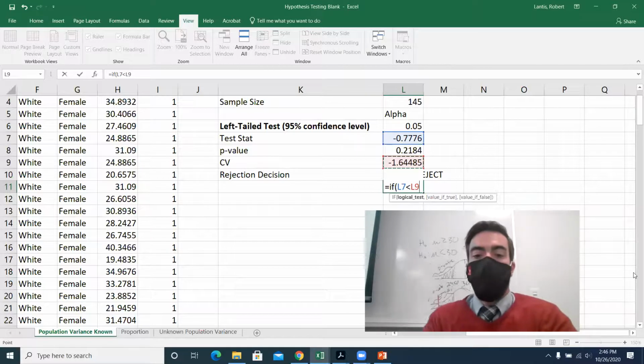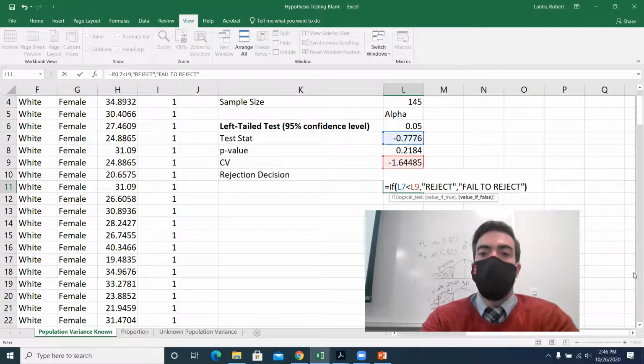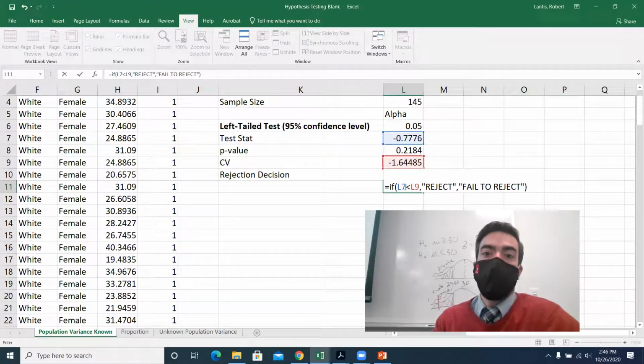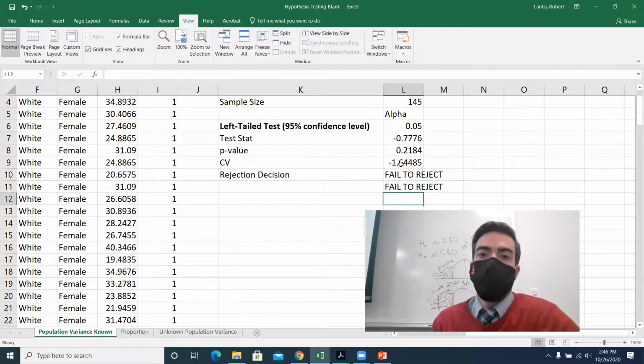Well, now if that holds, I want to put the word reject in, and if it doesn't, I'll put the word fail to reject, right? So same kind of idea. It's just now the if statement, we're not checking if the p-value is less than alpha, we're checking if our critical value is smaller than our test statistic, or said differently, our test statistic is less than that critical value. So I'll hit enter here. Sure enough, I get the same rejection decisions. Okay?